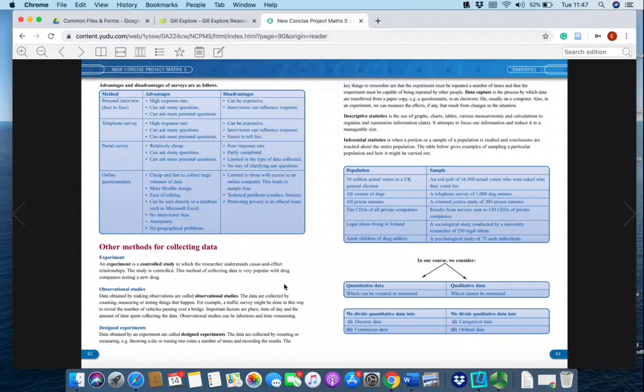Okay, so that's a survey, very common for gathering data, but there are other ways. An experiment is also really important. Experiments are going to be so common as we strive to find a vaccination for COVID-19. The only way they can find out if the vaccine that they come up with kills the virus is through experiments. So it's a controlled study in which the researcher understands cause and effect relationships.